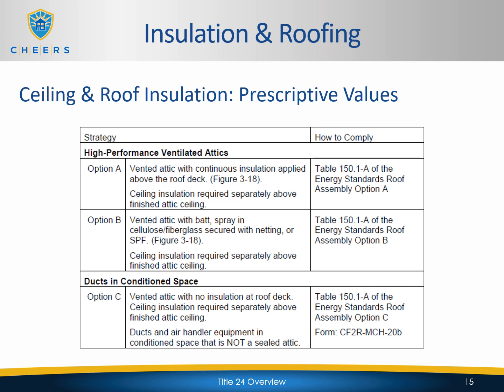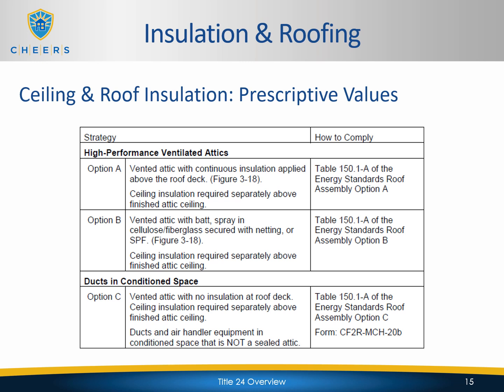Option B is very similar, vented attic, but this now is going to have batt, spray-in cellulose or fiberglass secured with netting, or SPF, spray polyurethane foam, and these are going to be below the roof deck. So these are going to be inside the attic space, and this is also going to have regular ceiling insulation at the attic ceiling. So we're going to have those two different types.